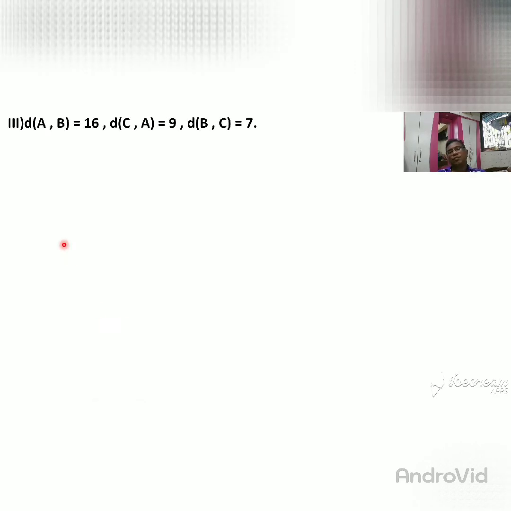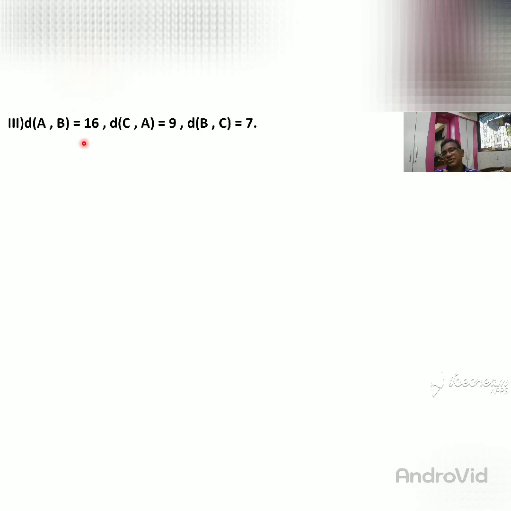Problem number 3. What is problem number 3? See, distance A comma B is equal to 16. Distance C comma A is equal to 9. Distance B comma C is equal to 7. So tell me, which number is the biggest number? 16. Correct, your answer is correct. 16 is the biggest number.